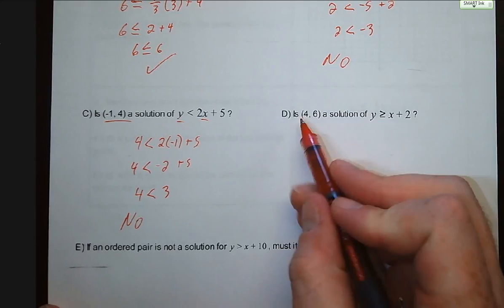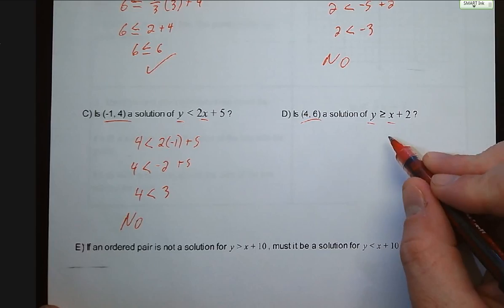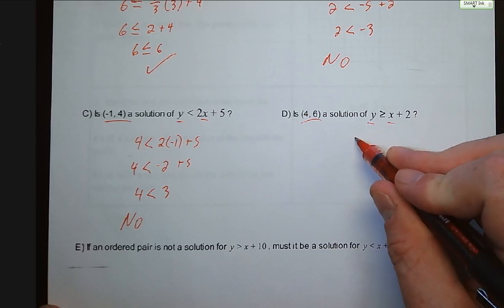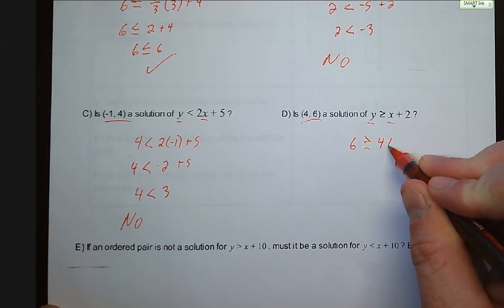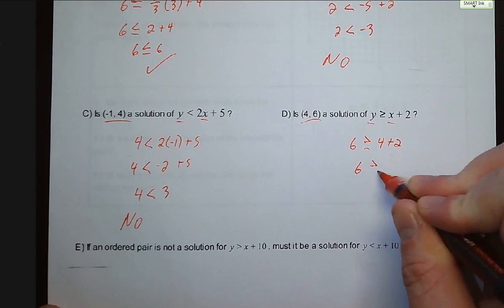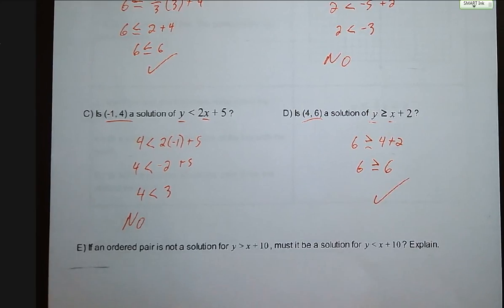Is 4, 6 a solution for y is greater than or equal to x plus 2? So we plug in 6 for y: 6 is greater than or equal to 4 plus 2. Is 6 greater than or equal to 6? Yes, it is. So the question that E asks is, if an ordered pair is not a solution for y equals x plus 10, must it be a solution for y is less than x plus 10?